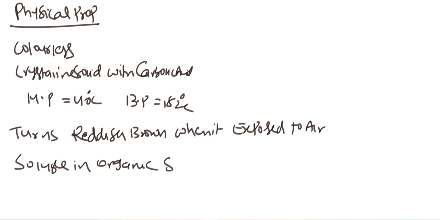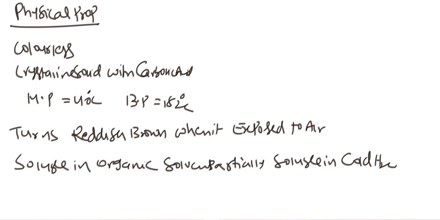It is soluble in organic solvents and partially soluble in cold water. So these are the normal physical properties. It is a colorless crystalline solid with carbolic acid, melting point 40 degrees, boiling point 182 degrees, and turns reddish brown when exposed to air, and it is soluble in organic solvents.